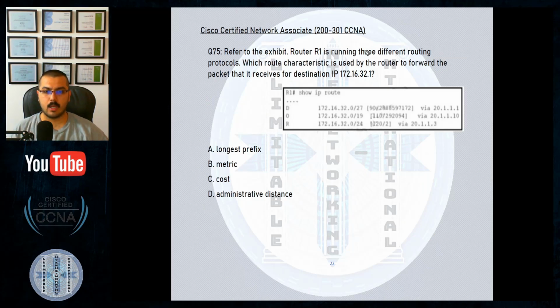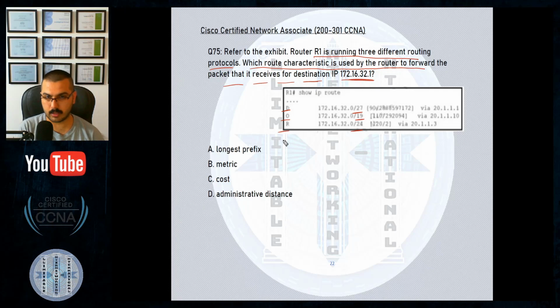75. R1 is running 3 different routing protocols. Which route characteristic is used by the router to forward the packet that it receives for this destination? Okay, so which one of those guys will be elected to take this responsibility? You can notice that maybe the screen is not really clear. This one is /27, /19, /24.